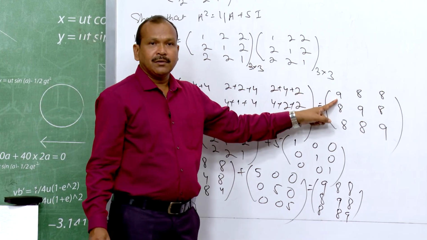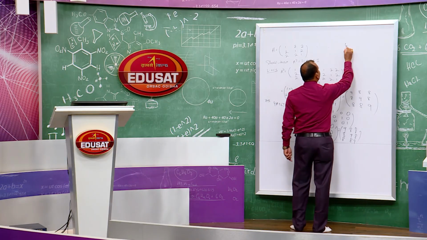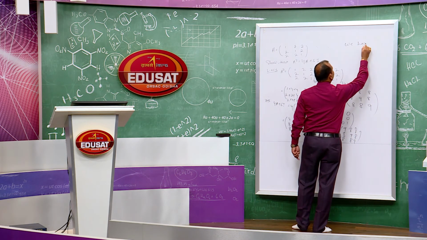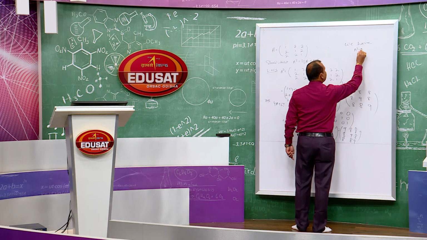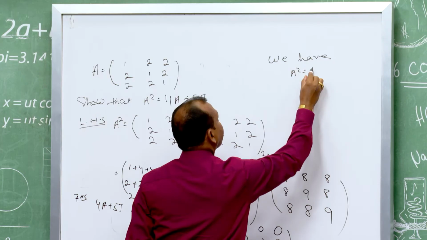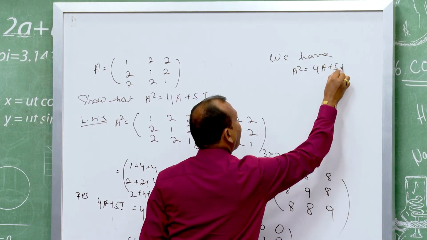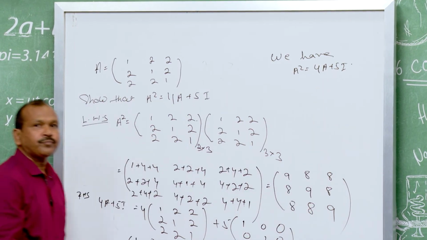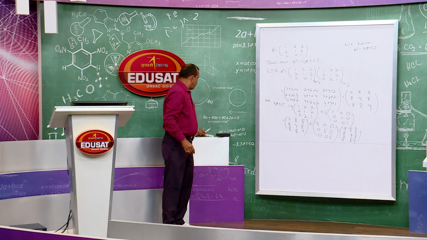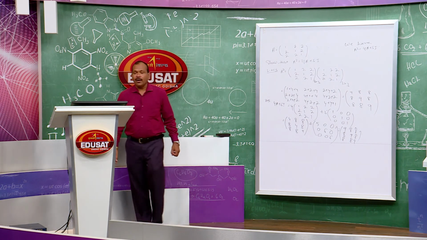Hence, A square is equal to 4A plus 5 times I. We have A square equal to 4A plus 5 times I.